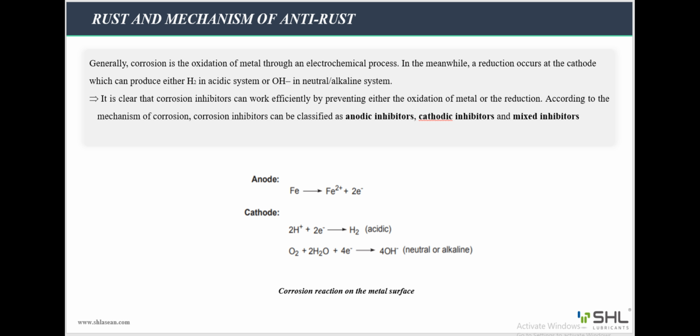Generally, corrosion is the oxidation of metal through an electrochemical process. In the meanwhile, a reduction occurs at the cathode, which can produce either hydrogen in an acidic system or hydroxide in an alkaline system. According to the mechanism of rust, corrosion inhibitors can work efficiently by preventing either the oxidation of metal or the reduction. Thus, corrosion inhibitors can be classified into three main types: anodic, cathodic, and mixed.